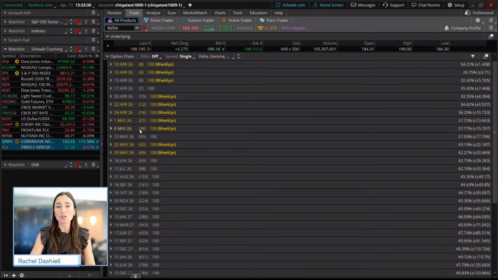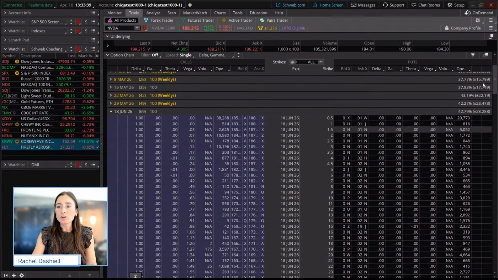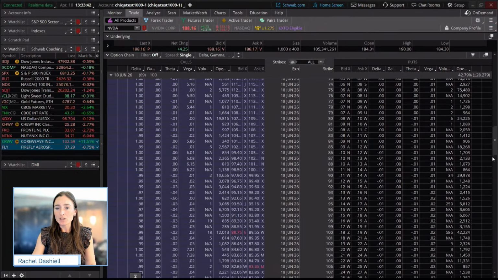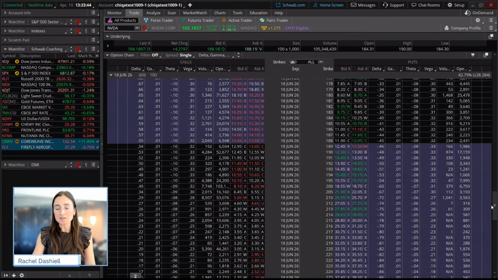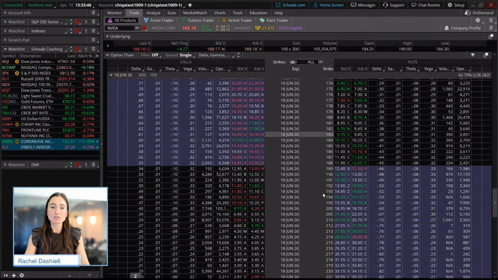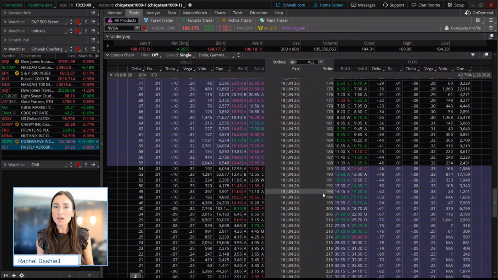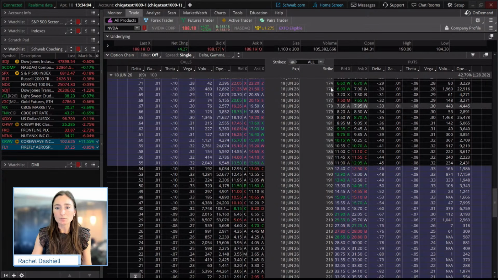So if we're just going to look at a long option in this case, if we're just going to look to buy a call, we may be looking at the 18th of June 2026, because if we were a buyer of an option, time is always, always, always working against us. And so we want to make sure we don't have so much time decay. And that time decay usually kicks into high gear right around that 30-day mark or so, where you see that theta decay tend to get larger and larger. And you'll see that here in the theta column here.